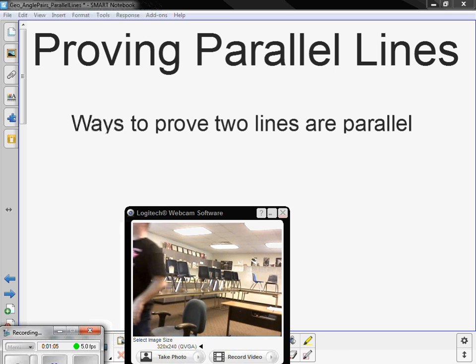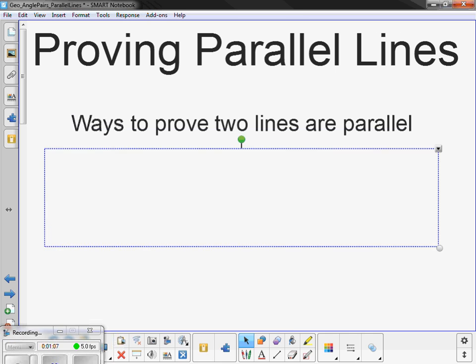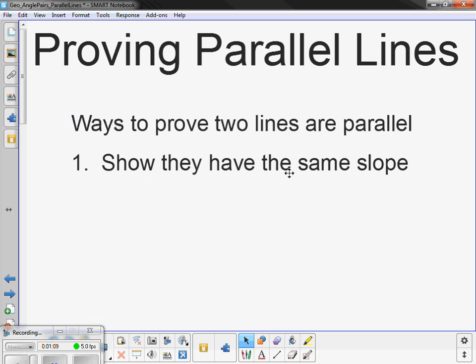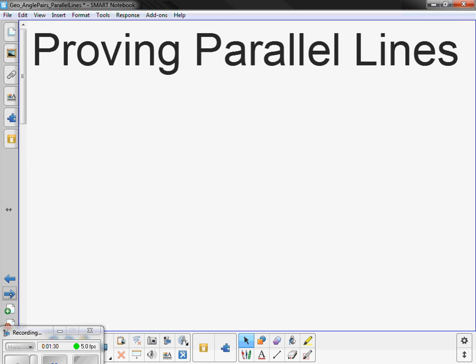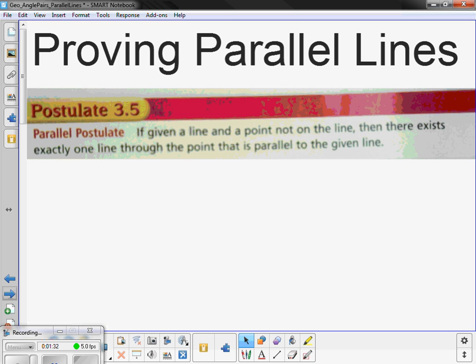What are the ways to prove two lines are parallel? One way is to show that they have the same slope. We've already done that, back when we did the coordinate proofs. We showed that two lines have the same slope. That was one way to prove that two lines are parallel. The other way is to use postulates or theorems. And that's what we want to look at today: what are the postulates and theorems that can help us out with this.